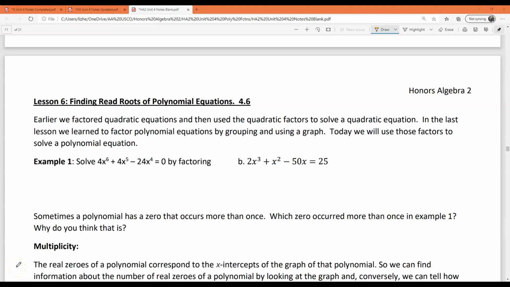Okay, Honors Algebra 2, we are now on Lesson 6, finding real roots of polynomial equations. This should say real, not read, real. There we go. Okay.